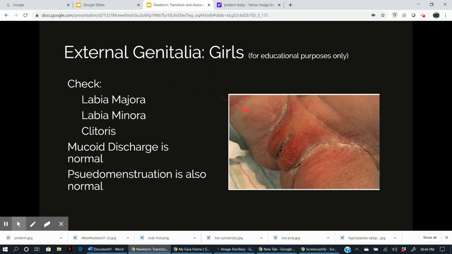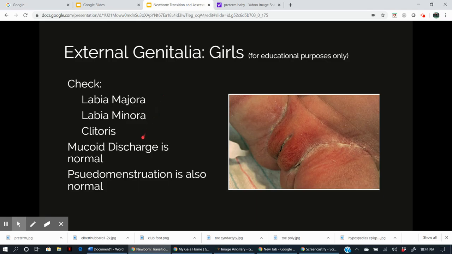We are going to check the labia majora, which are here. This is obviously a term baby because we really can't see the labia minora without spreading the labia majora. So that's a term baby, but not post-term because there's vernix here. And you can look for the clitoris.